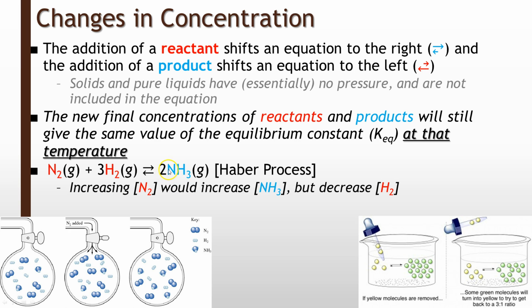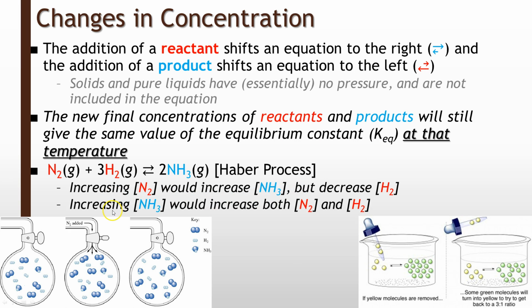The system is trying to compensate. However, I'm going to decrease hydrogen. This is the reason that the KEQ remains the same, because when one goes up, the other is going to go down to compensate for it. If I was to increase ammonia, that would increase both of them. So more of this means more of both of these as the system tries to pull that ammonia out. So when my nitrogen is added, those are the big blue ones right there, what's happening at the end is I have way less hydrogen and way more ammonia. So nitrogen went up, ammonia went up, hydrogen went down.